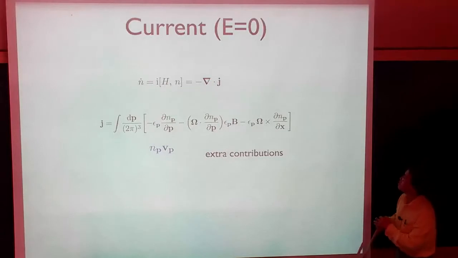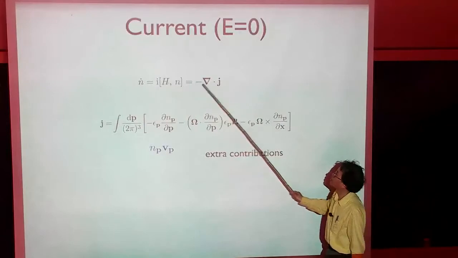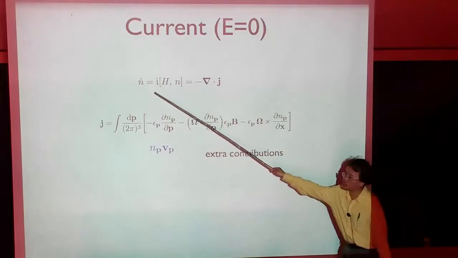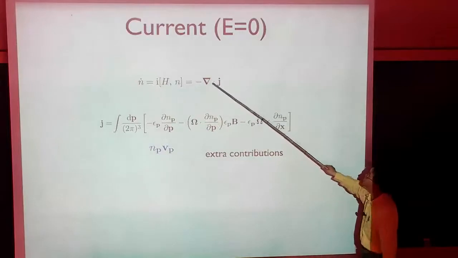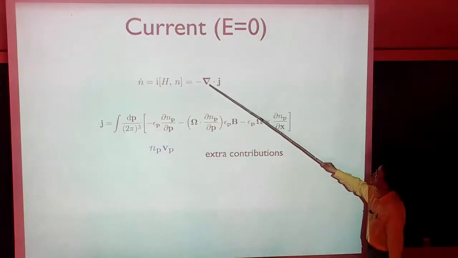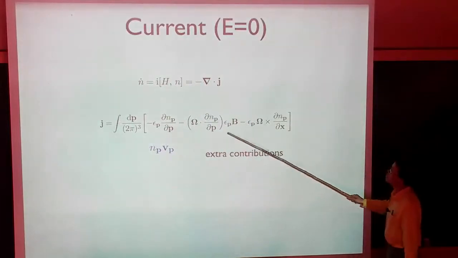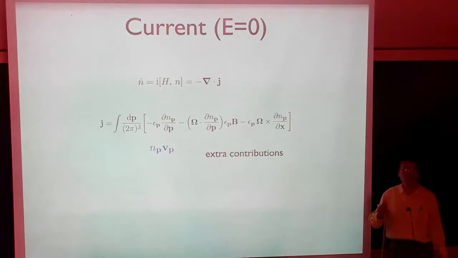And first of all, as a byproduct, we can ask, what is the current in this modified Landau's Fermi liquid theory? So the current can be obtained if we just take the density, compute the derivative with respect to time, and then try to find a vector whose divergence is equal to n dot. And we can do that. This is the total current in the new modified Landau's Fermi liquid theory.